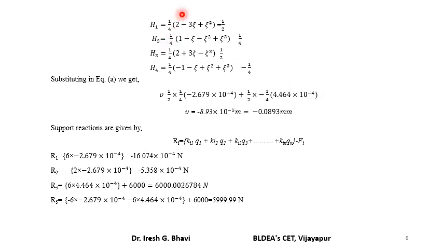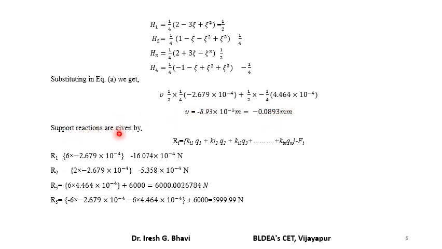Here we have evaluated h1, h2, h3, h4. These are the expressions for h1, h2, h3, h4 which we have derived previously. So these are the values of h1, h2, h3, h4 after substituting zeta equal to 0, that is at the center of element 2. We want the deflection at the center of element 2. Substituting these in the v equation, we get the vertical deflection v at the center of the beam equal to minus 0.0893 mm.